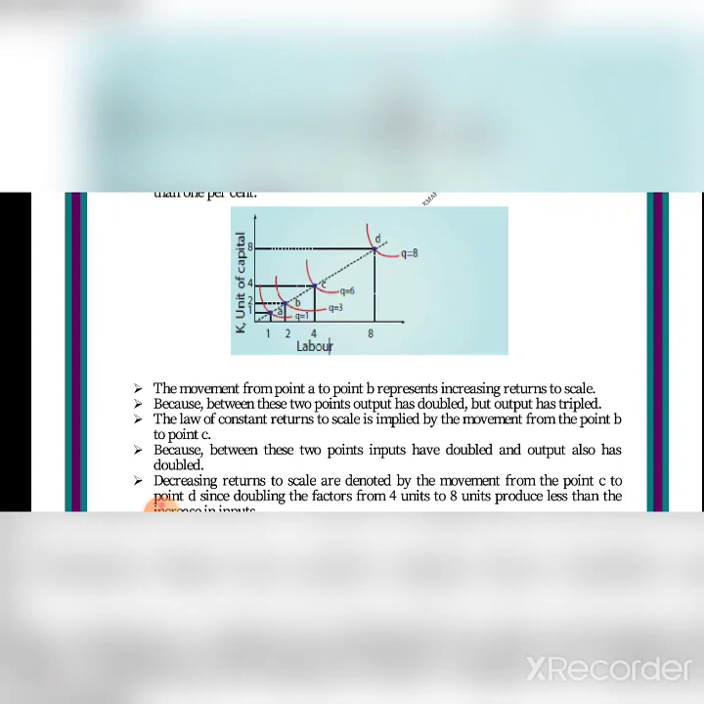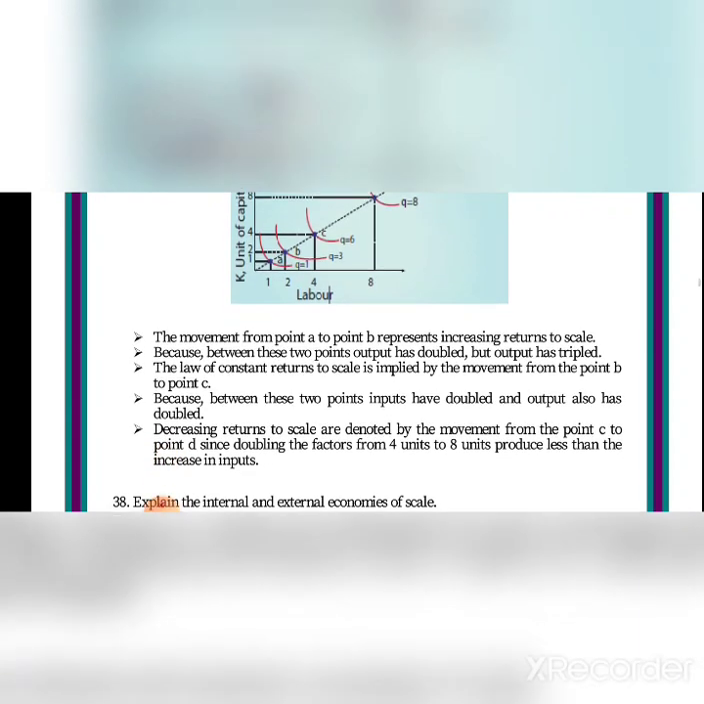The law of constant returns to scale is implied by the movement from point B to point C, because between these two points, inputs have doubled and output also has doubled. Decreasing returns to scale are denoted by the movement from point C to point D, since doubling the factors from 4 units to 8 units produces a less than proportionate increase in output.